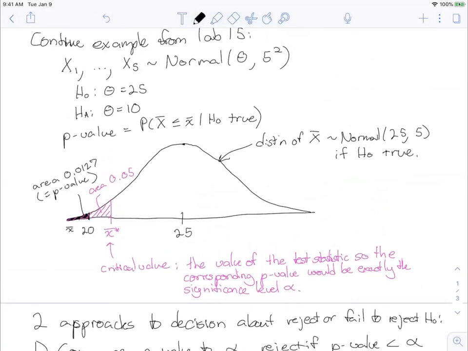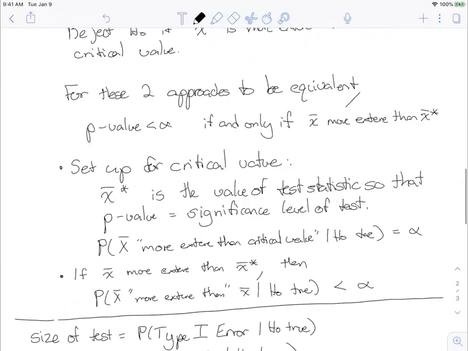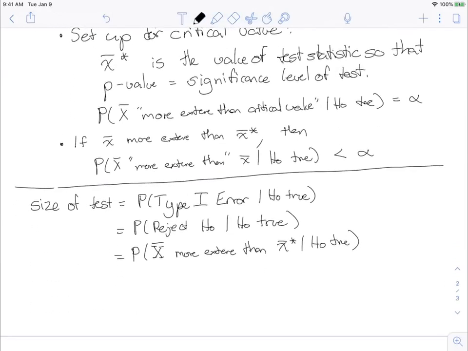And now we can look at how we chose that critical value. The critical value was the value of the test statistic so that the p-value is the significance level. In other words, the critical value is the value so that the probability of getting a statistic more extreme is the significance level of the test, 0.05. So this is what we just said here. The critical value is the value of the test statistic so that the probability of getting x bar more extreme than the critical value is alpha. So this is alpha from the line up above.